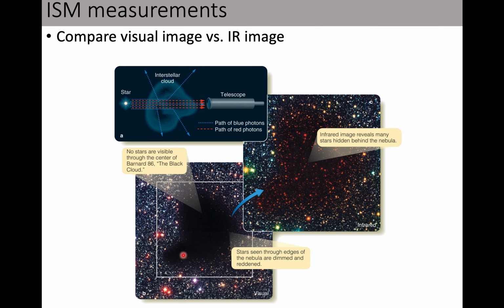Now, if we were to look at this same area of sky, instead of looking at visual wavelengths, and we were to look at infrared wavelengths, we would in fact be able to see the stars that exist behind the ISM, and you'll notice that they have all been red shifted still.